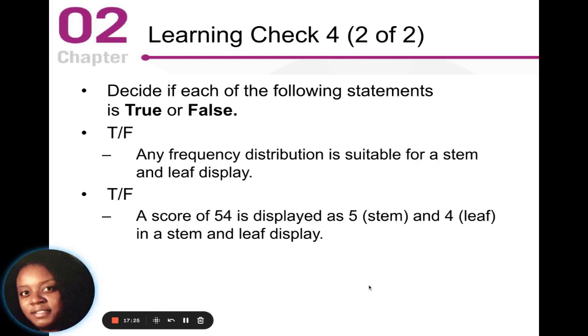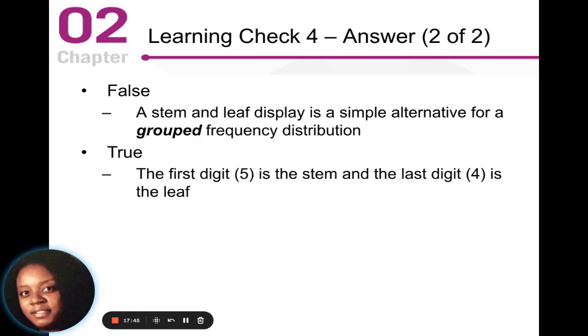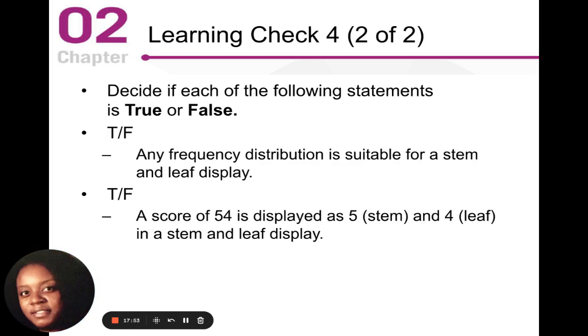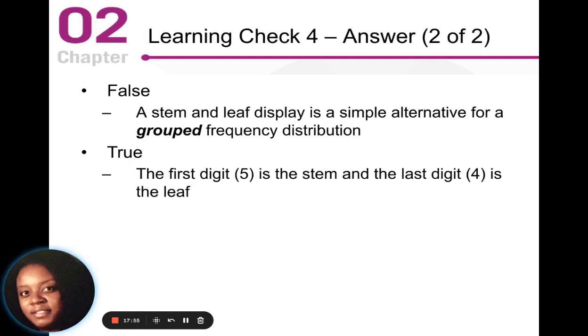And here are a couple of true-false questions as well. Any frequency distribution is suitable for a stem and leaf display. True or false? And the second question is a score of 54 is displayed as 5 stem and 4 leaf in a stem and leaf display. Those correct answers are false. A stem and leaf display is a simple alternative for a group frequency distribution. And then for the second one, it's true. The first digit 5 is the stem, and the last digit 4 is the leaf.